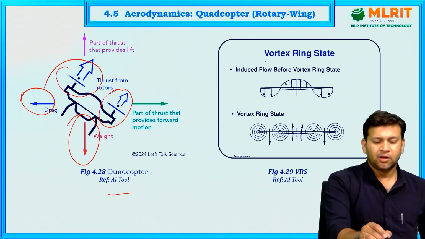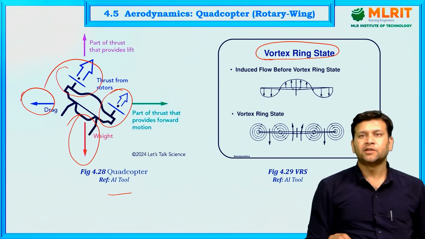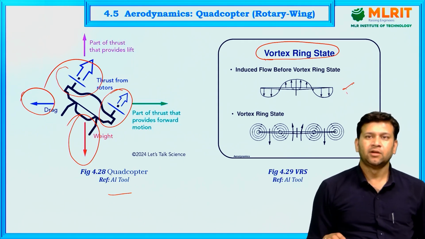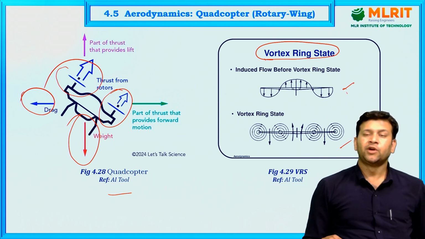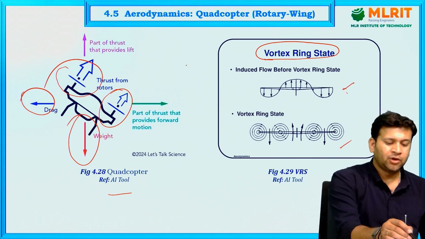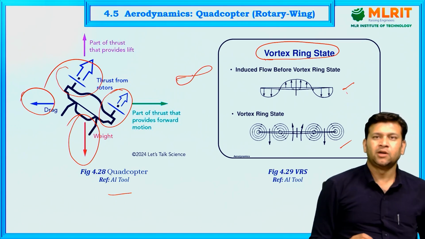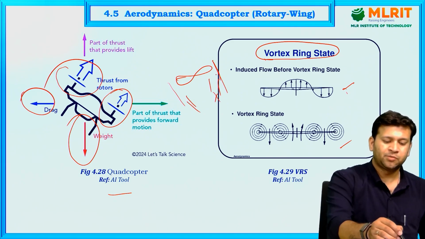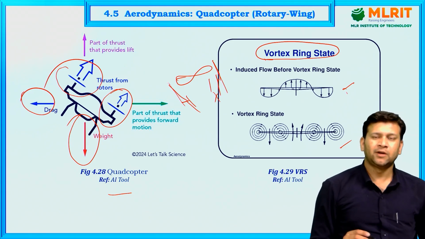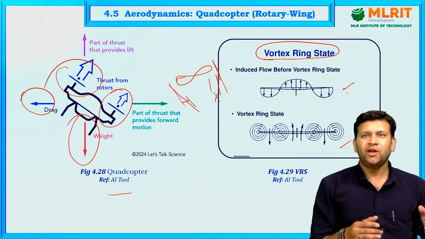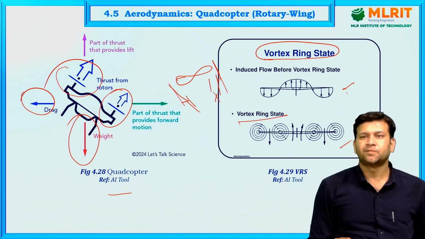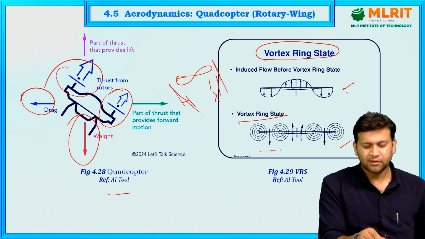Similarly, in the previous slide we have seen about VRS. This is the induced flow before vortex ring state, and this is the vortex ring state. Assume this quad is descending vertically, so it will create some wake, pushing some force down. When that force is coming down and parallelly your quadcopter is coming down, it will experience this vortex ring state. This is how it looks.